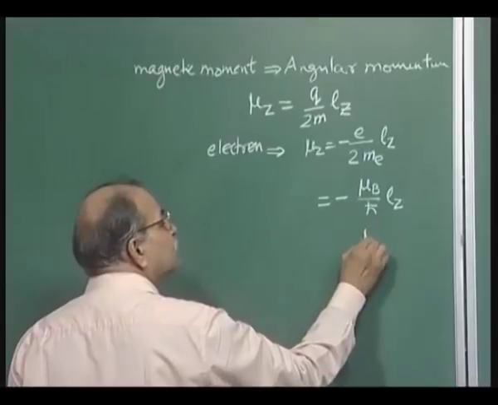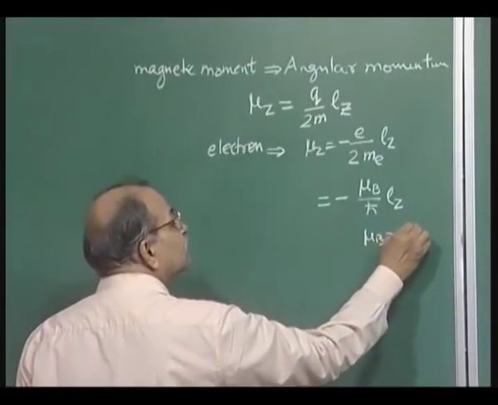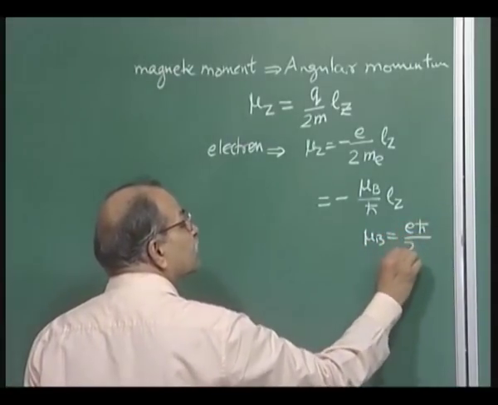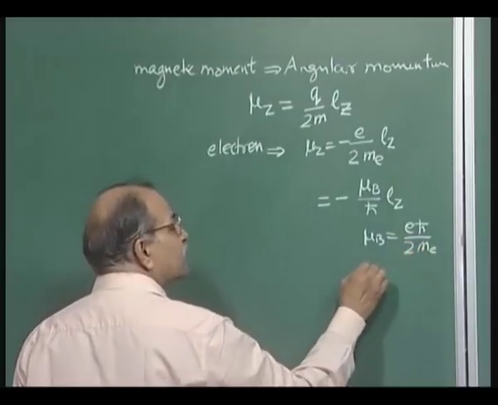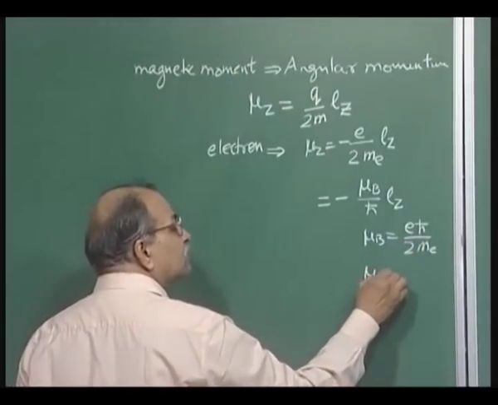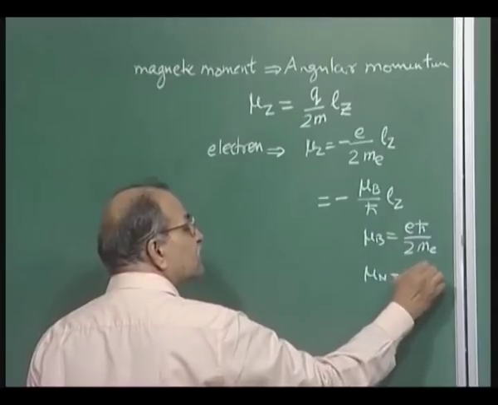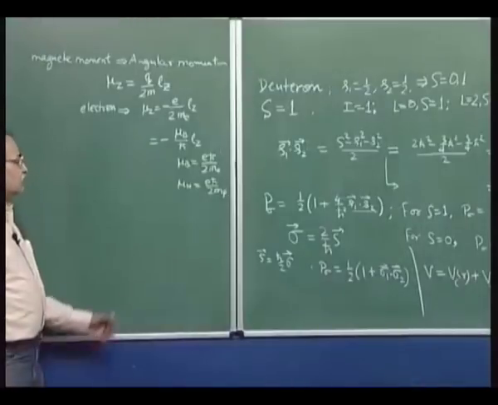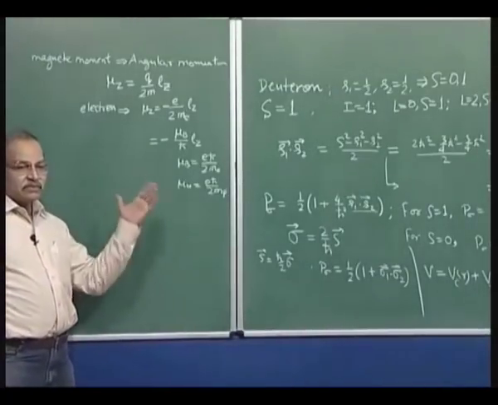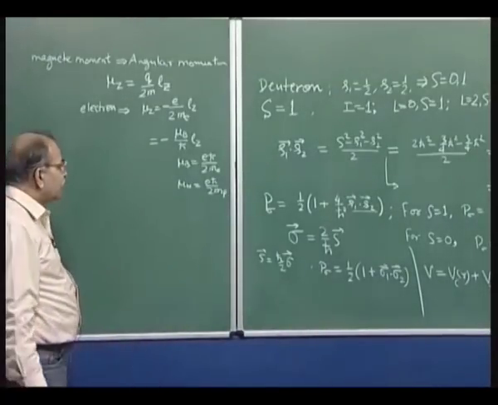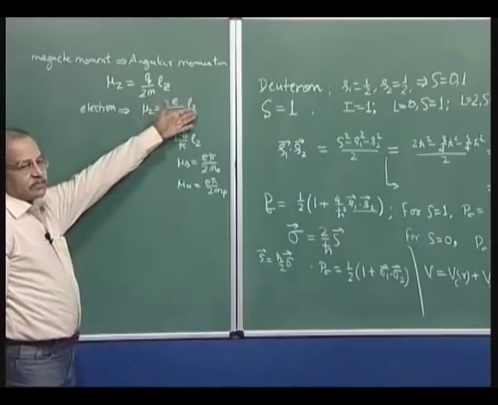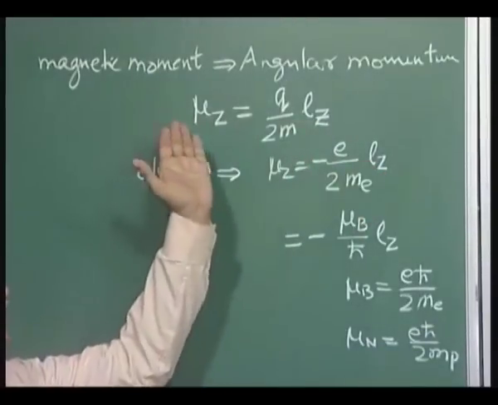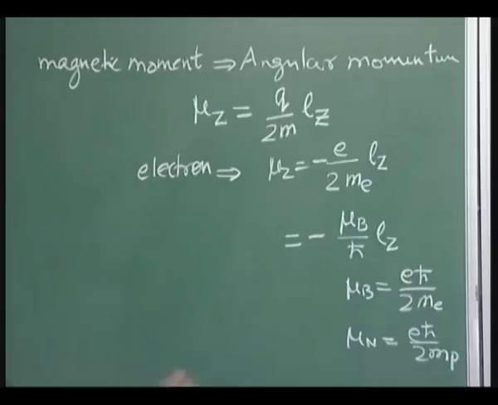Bohr magneton is e h cross over twice m e. Similarly, you define nuclear magneton, which is e h cross divided by 2 m p. So if you have a proton which is moving, and it has its angular momentum and its magnetic moment, they are also related by this.